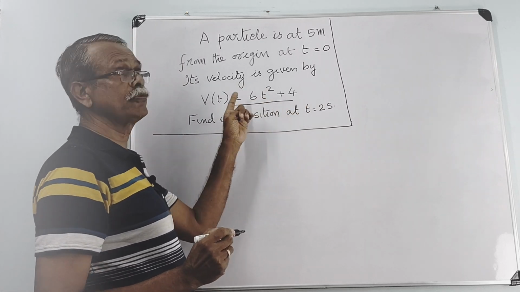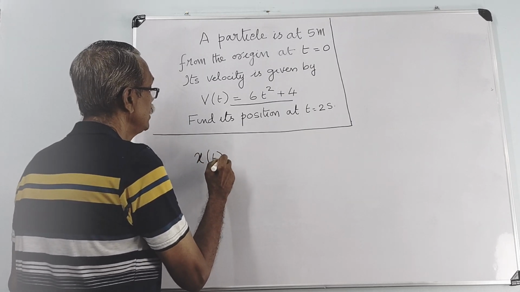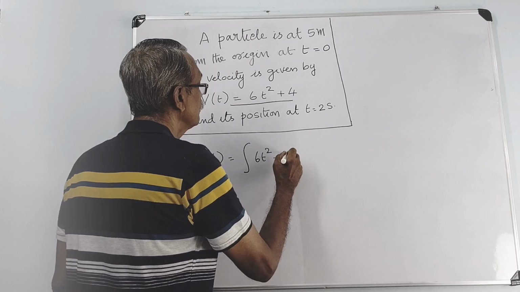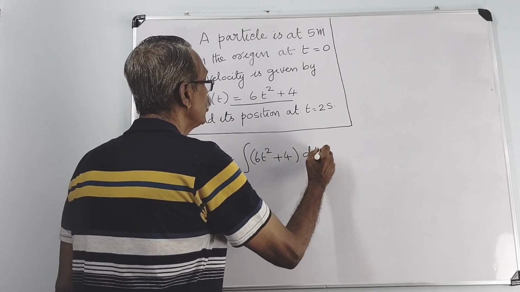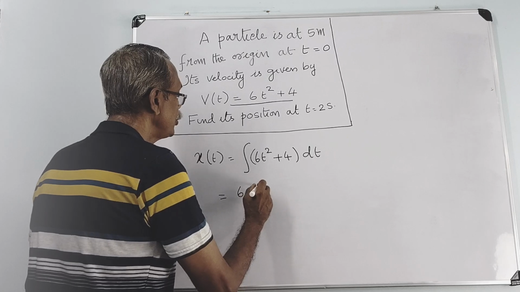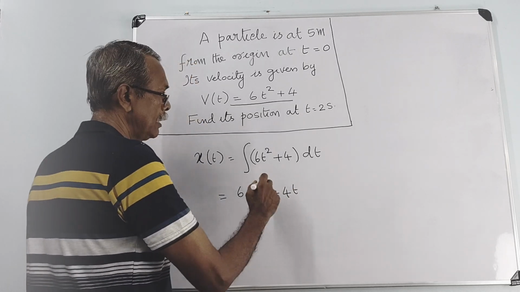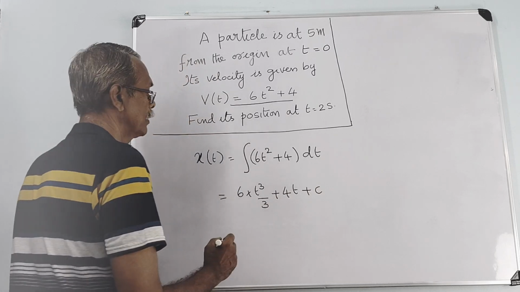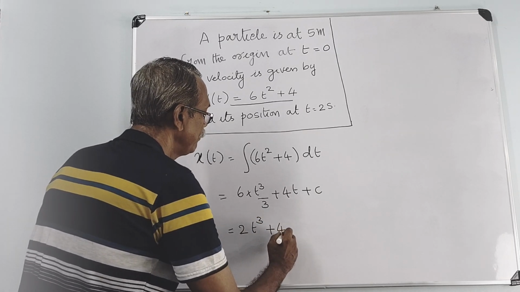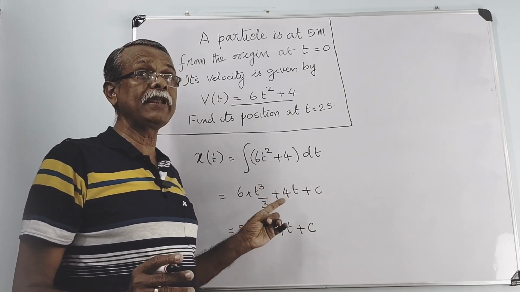To find position from velocity, we have to integrate. Therefore, x as a function of t is equal to integral 6t square plus 4 dt. We know how to integrate this. 6t square integrate will give 6 multiplied by t cube divided by 3, plus 4 dt when integrated will give you 4t plus the constant of integration c. That is equal to 2t cube plus 4t plus c. Now remember that this is an indefinite integral.